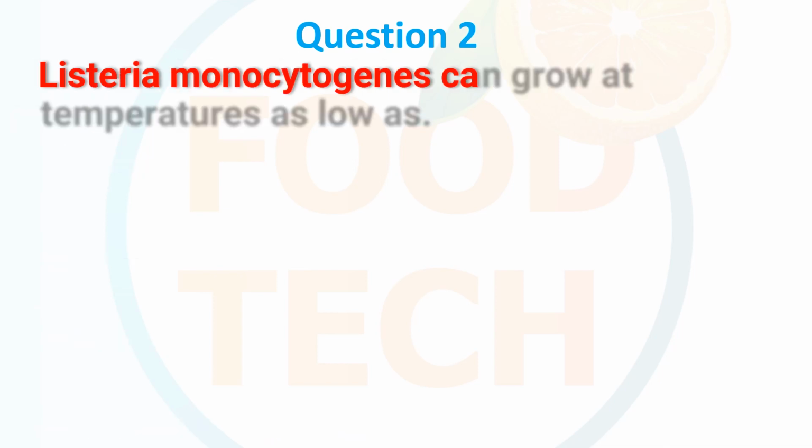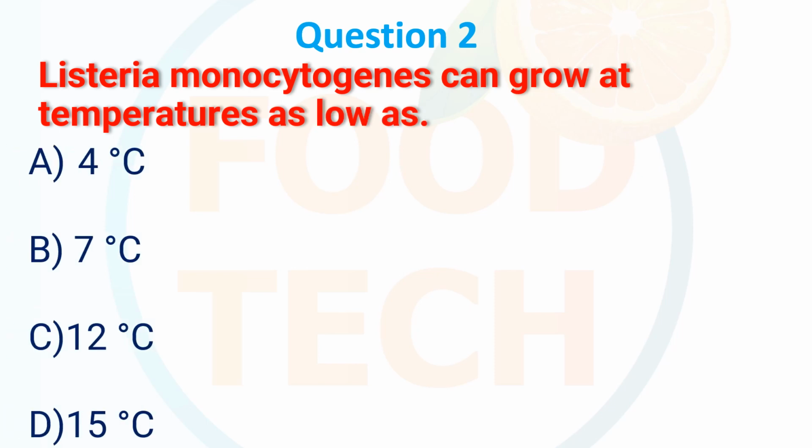Listeria monocytogenes can grow at a temperature as low as: A. 4 degrees Celsius. B. 7 degrees Celsius. C. 12 degrees Celsius. D. 15 degrees Celsius. The answer is A.